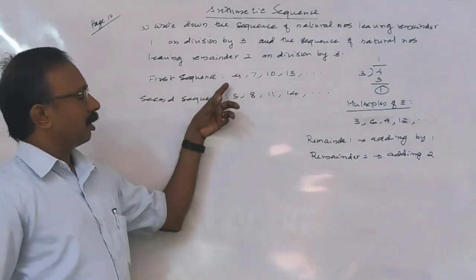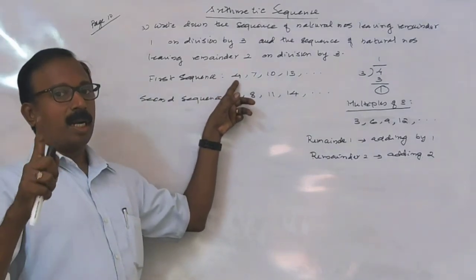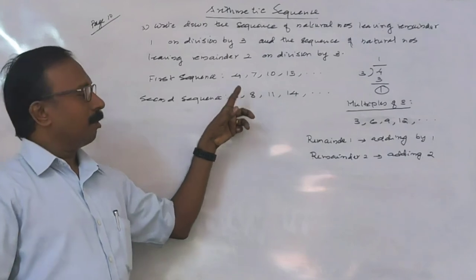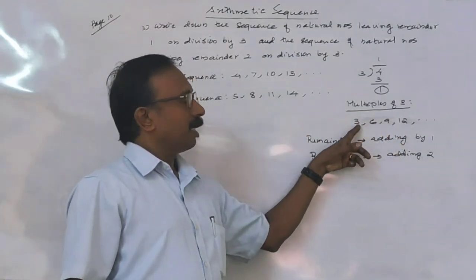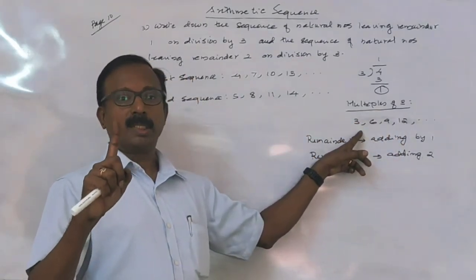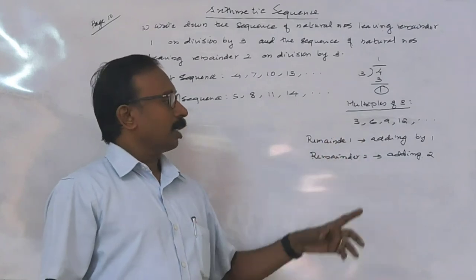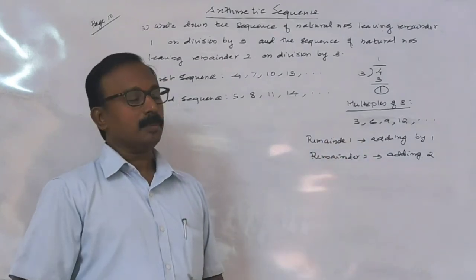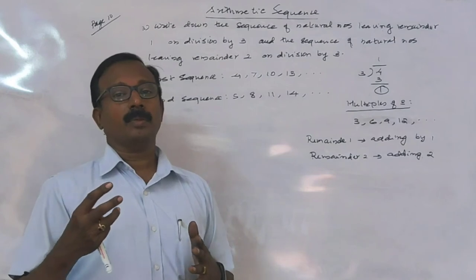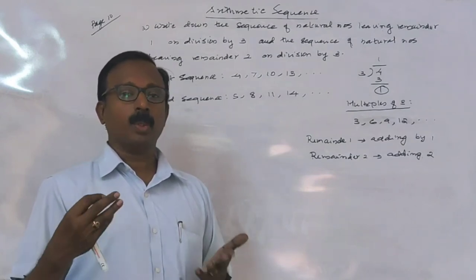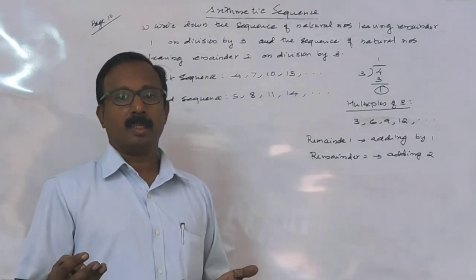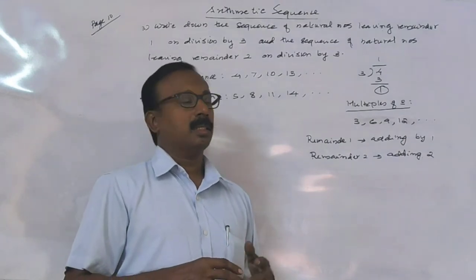So now, for remainder 1, take multiples of 3 and add 1. That is the shortcut. For remainder 2, add 2, for remainder 3, add 3, for remainder 4, add 4, and so on. Isn't it? We write the sequence like this.